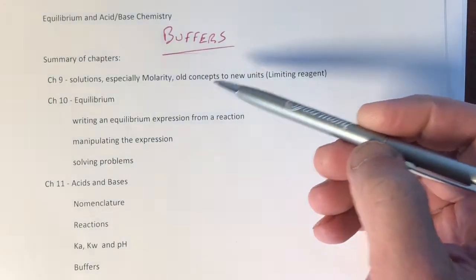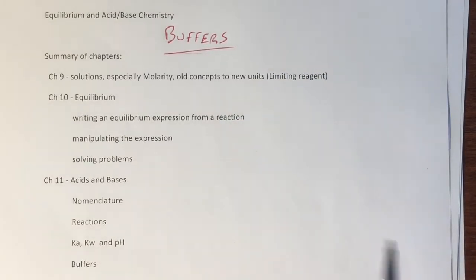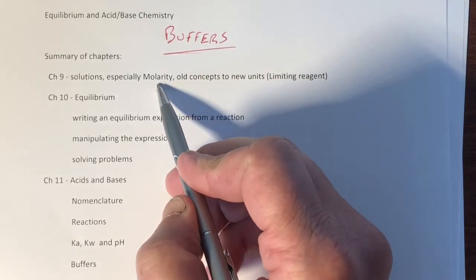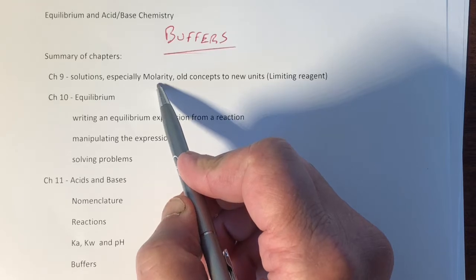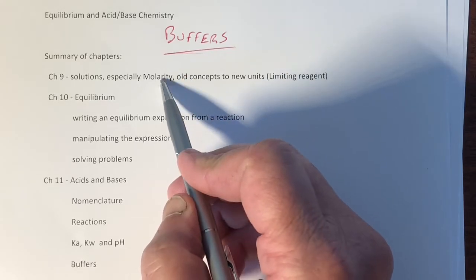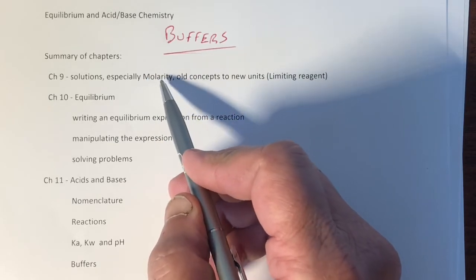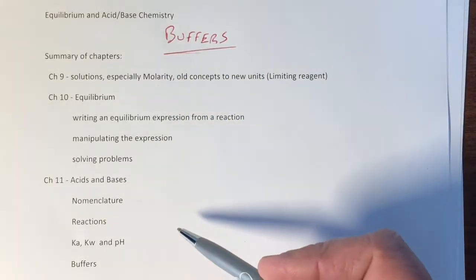chapter 9 focused on solutions, but the important topic there was this idea of molarity, and that's the unit or name that we give for concentration in chemistry. So again, molarity is moles per liter, but that concentration expression or term is what we're going to use for all of the calculations for chapters 10 and 11.